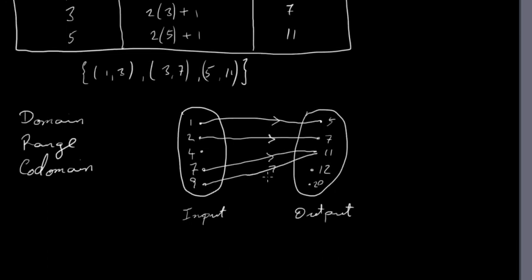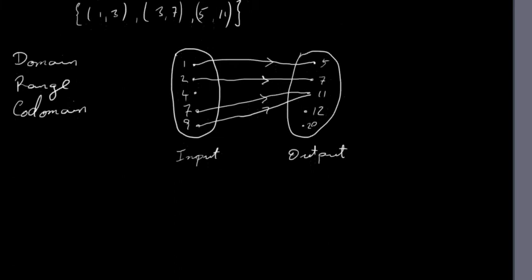Okay. Now, what's the domain, what's the range, and what's the codomain in this particular case? Well, our domain is the set of all possible inputs. So our domain in this particular case, the set of all possible inputs, will be 1, 2, 4, 7, and 9. All the possible inputs.